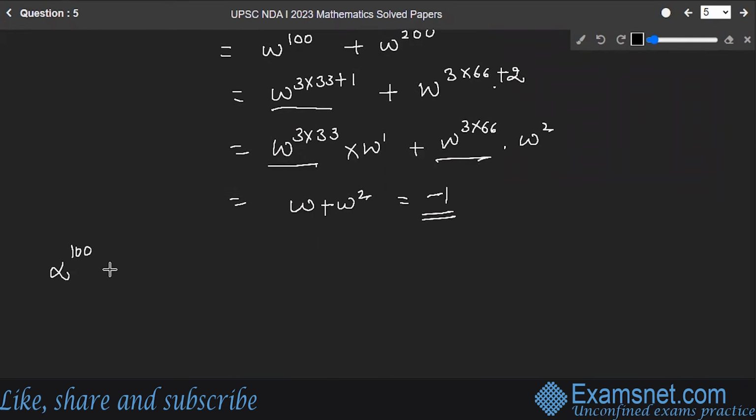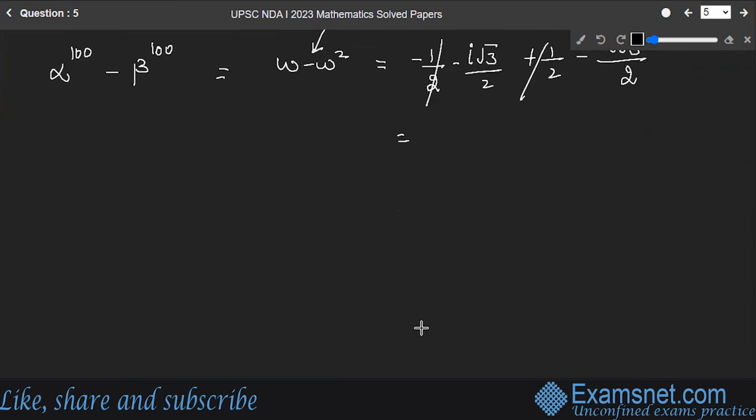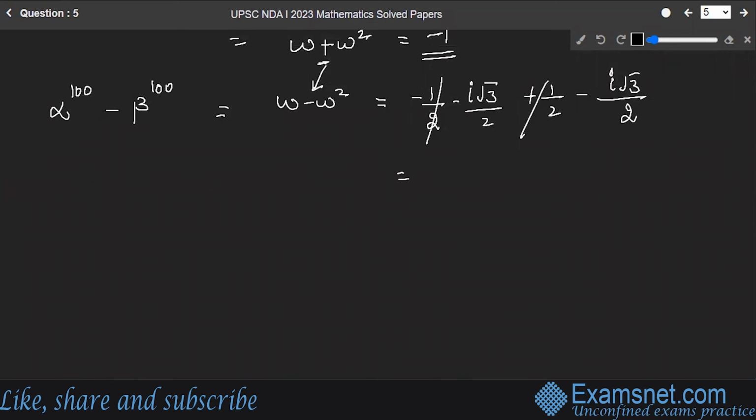Similarly, alpha raised to power 100 minus beta raised to power 100 will give you omega minus omega square. Okay, the only difference is this is plus and this one is minus. So this is equal to, omega was equal to minus 1 by 2 minus iota root 3 upon 2, minus omega square, which is minus 1 by 2 plus iota root 3 by 2. So these two will cancel and you will have minus 2 root 3 iota upon 2, which will be minus this.